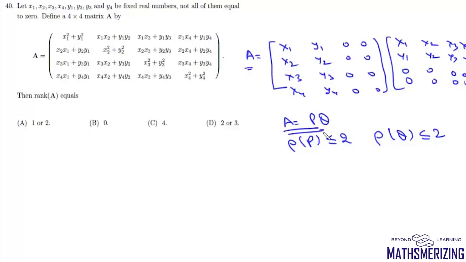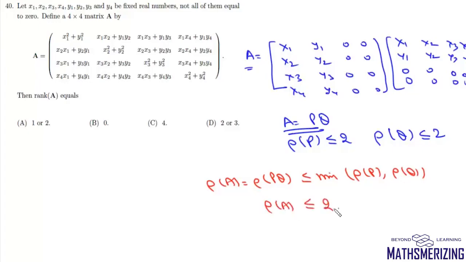Now we know that if A is equal to PQ, then rank of A, which is rank of P into Q, is less than or equal to minimum of rank of P and rank of Q, which is 2. So that means rank of A is always less than or equal to 2. So rank of A can be either 1 or 2, and that's your option number A.